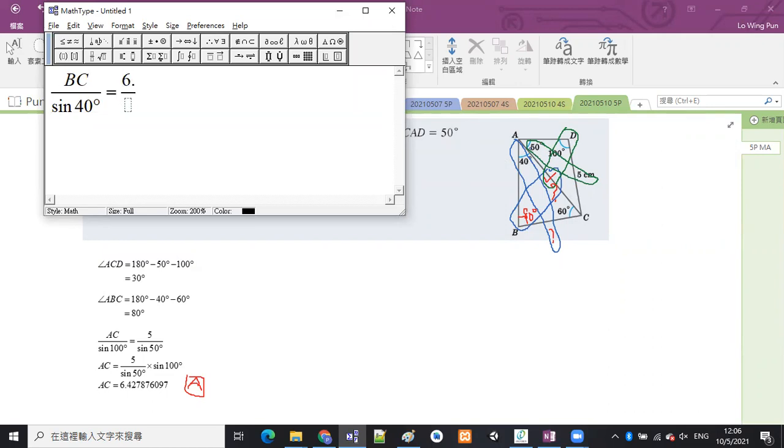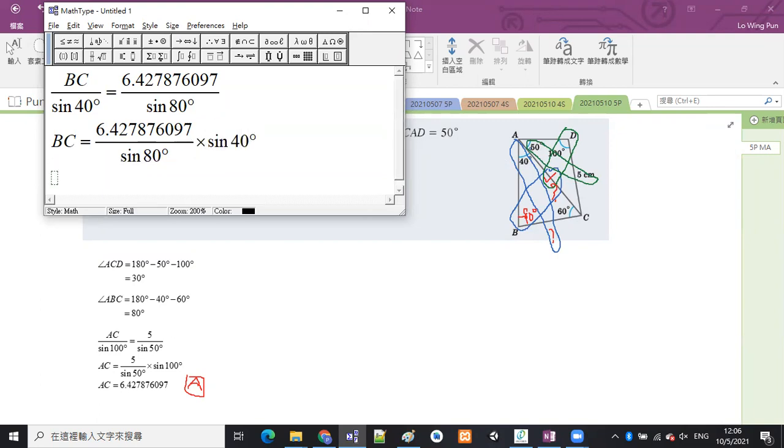So BC over sine 40 degrees is equal to AC, that is 6.42, divided by sine 80 degrees. And then you just use memory A. Don't type the long decimal number again. So it should be memory A divided by sine 80, enter, and then multiply by sine 40, enter. I think it should be 4.19 something.